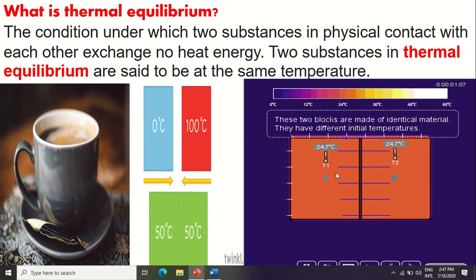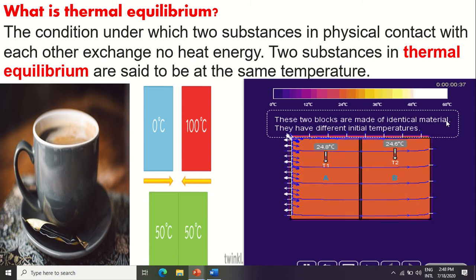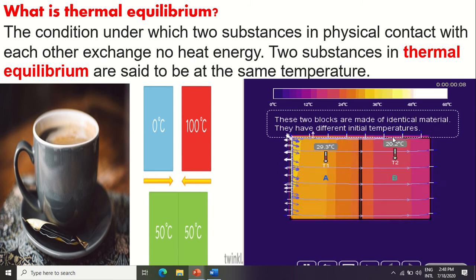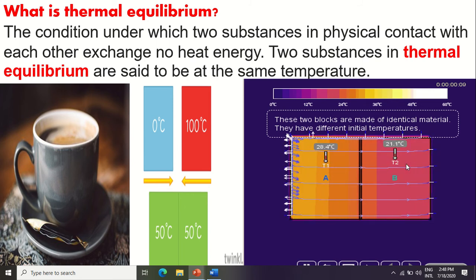Look here, both objects, two blocks, are made of identical material. That means they are made of similar material. Suppose they are made of copper and they have different initial temperatures. One is at 40 degrees Celsius and the other is at 10 degrees Celsius.